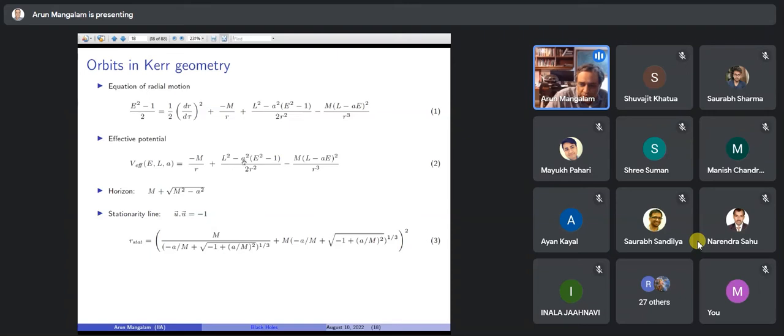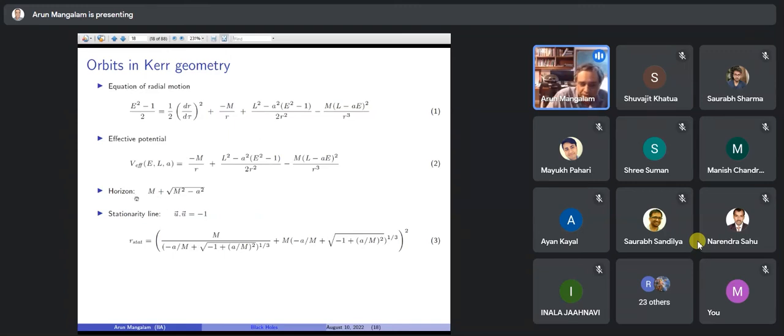So when you want to write the Schwarzschild non-rotating, you can just put a equal to 0, right? Then you will get L squared by 2r squared, which is your familiar Kepler part. The first two will be the familiar Kepler part, and then you have an mL squared by r cubed for the Schwarzschild part. You get additional terms due to the spin of the black hole.